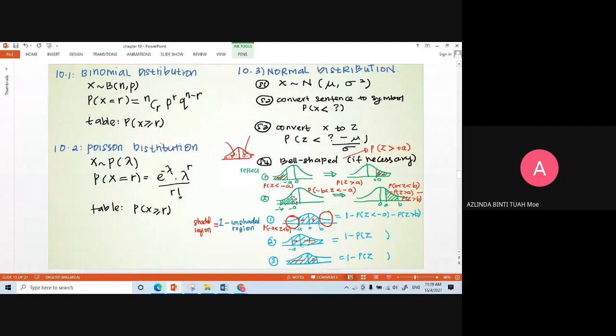So, from probability negative B less than Z less than negative A, bila kita reflect, dia terus akan jadi probability A less than Z less than B. Okay. From this part, A less than Z less than B, we have to subtract P(Z greater than A) minus P(Z greater than B).